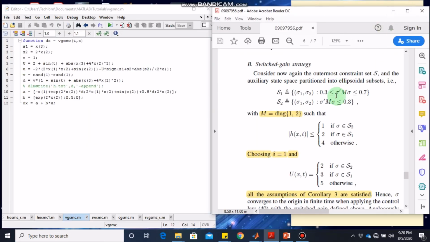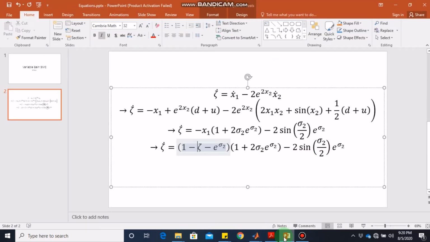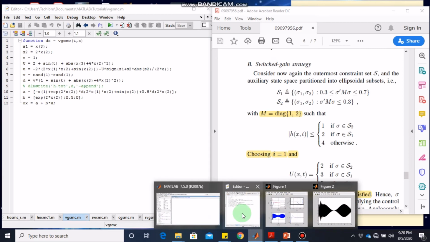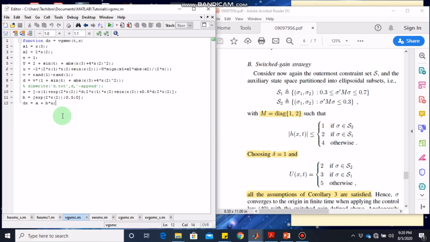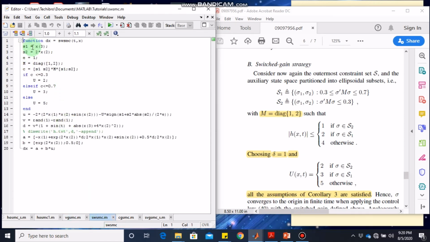So for the switched gain strategy, everything remains the same. Let me show you. This is the variable gain strategy. You can basically use the same code. So this is the switched gain strategy. You can see that S1 is the same, S2 is the same, E is the same.